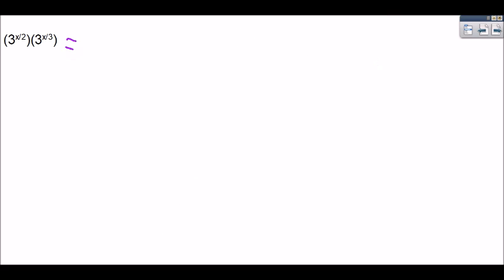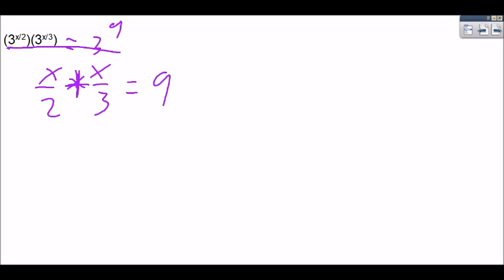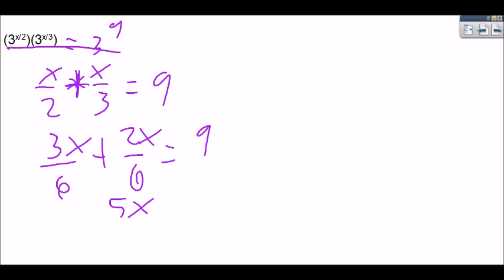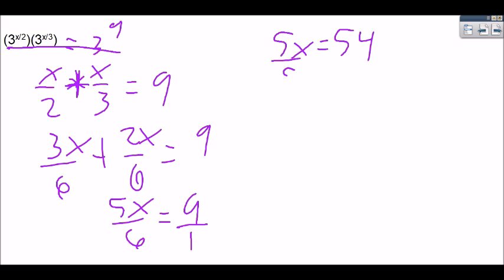So let's say that this was equal to 3 to the 9th power. Because they're all base 3, I can cross those out. Then I have x/2 plus x/3 is equal to 9. And then I just make these have the same denominator, and then I can solve for x. So I have a fraction equal to a whole number. We never want that. We want a fraction equal to a fraction. Then we can cross multiply and solve for x.